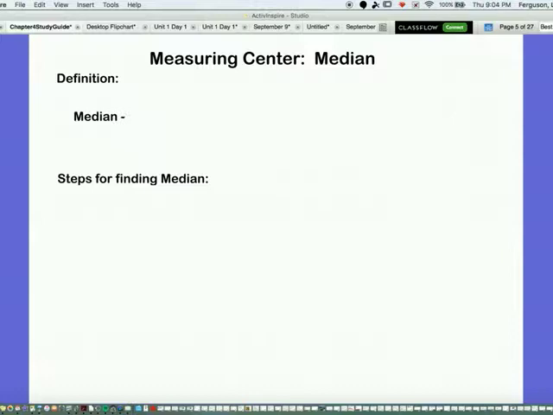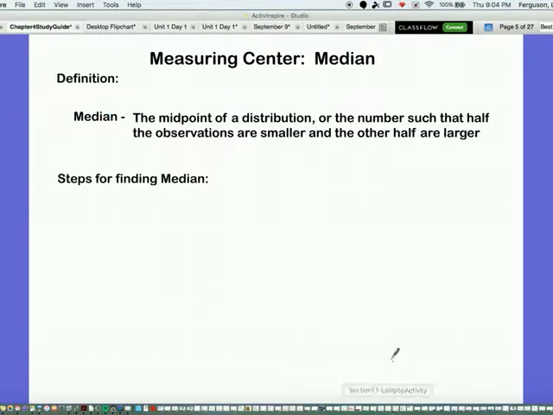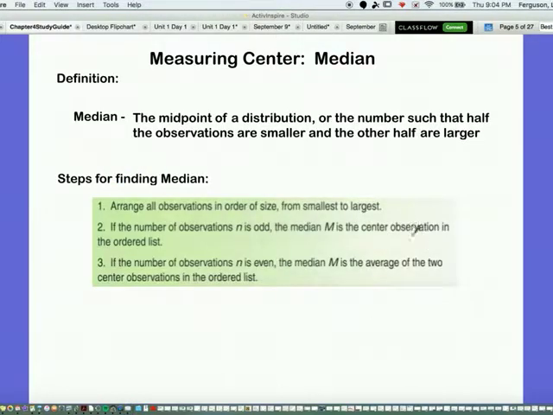Another way we can measure center is the median. The definition for median is the midpoint of a distribution, the number such that half the observations are smaller and the other half are larger. The steps for finding the median are first to arrange all the observations in order of size from the smallest to the largest. That's important because you are trying to find the data point that is directly in the center. If the number of observations n is odd, the median, which we call m, is the center observation in the ordered list. If n is even, the median m is the average of the two center observations in the ordered list.